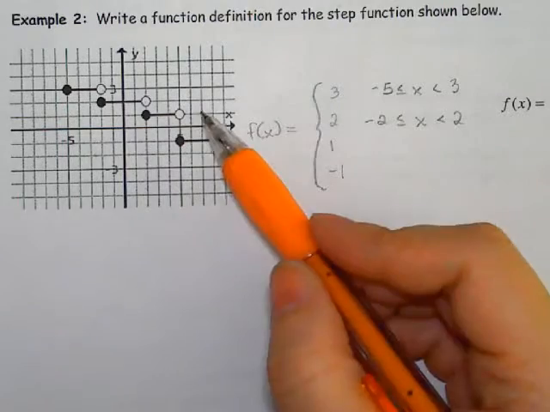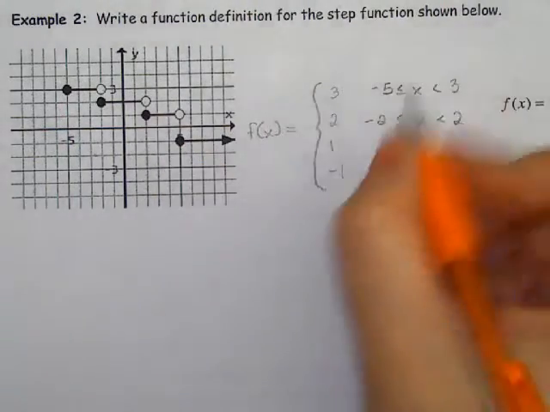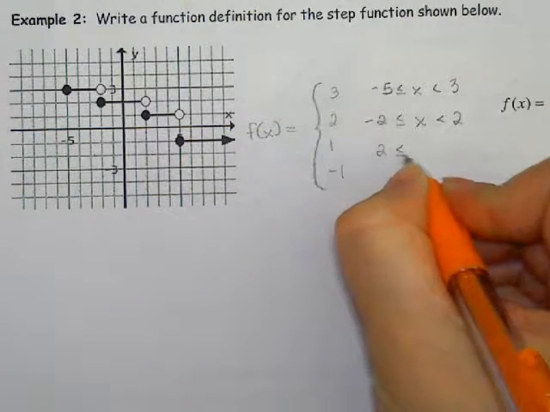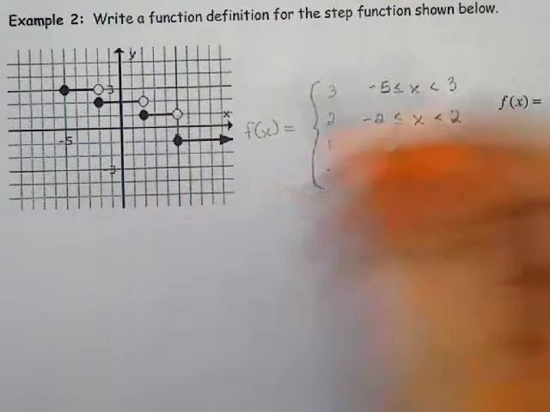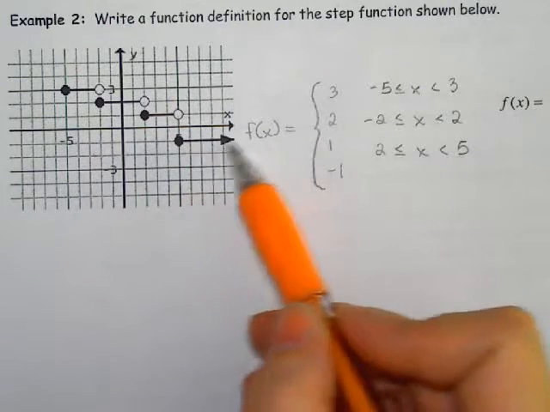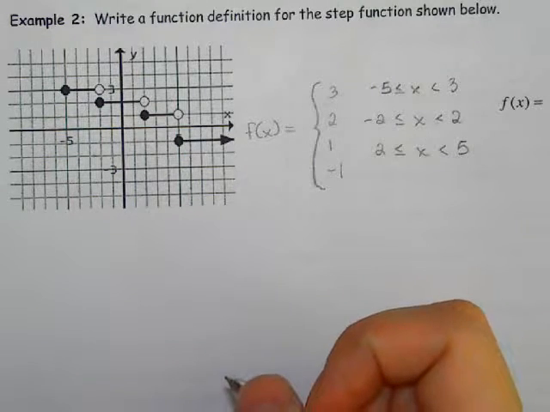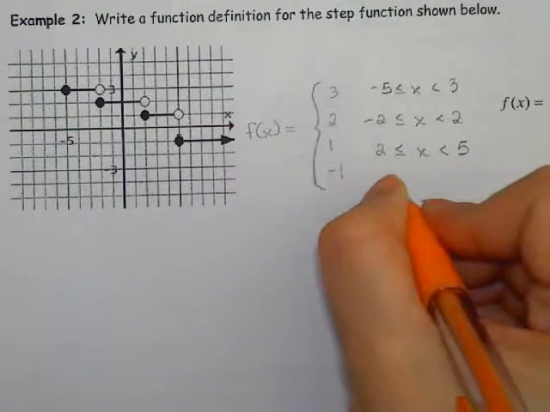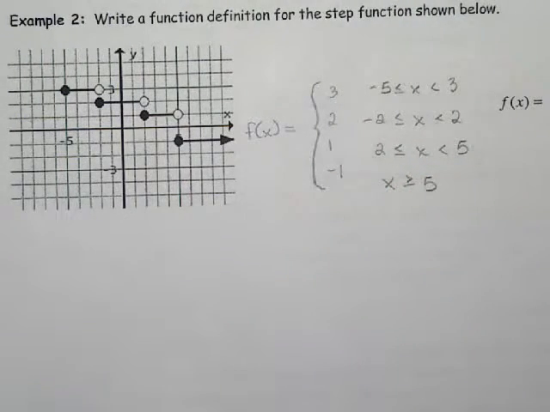For what values does y equal 1? From 2 included to what? 5 excluded. And what's this last one going to be? X is going to be greater than or equal to 5. And those are the step functions.